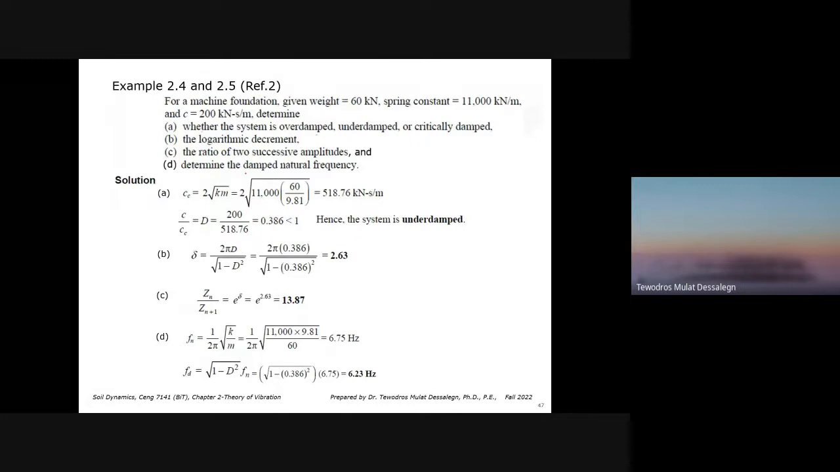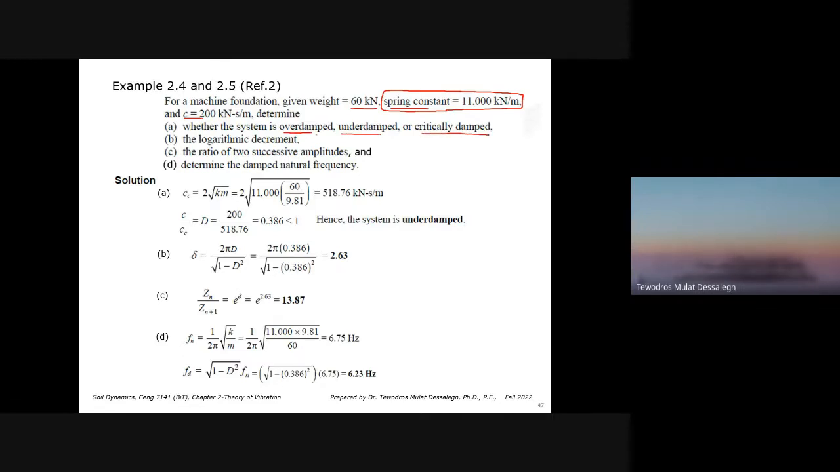Let's see an example where we have a machine foundation with a given weight of 60 kilonewton and a spring constant of 11,000 kilonewton per meter. For now, assume we did a field test and we know the spring constant of the soil, and it's 11,000 kilonewton per meter. Also assume we know the damping of the soil as 200 kilonewton second per meter. Now determine whether the system is over-damped, under-damped, or critically damped.